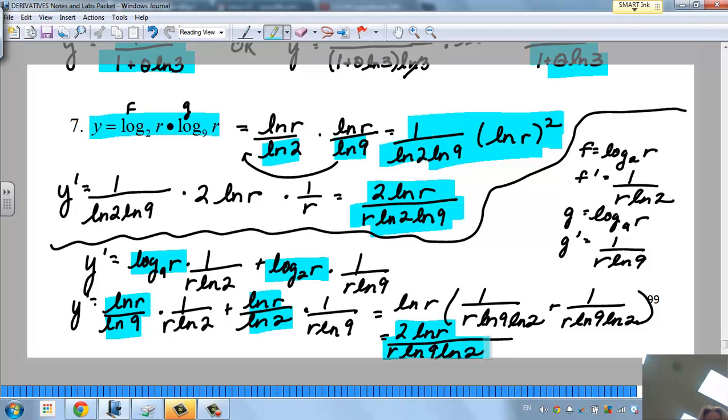I personally like the change of base formula, but I just wanted to show you that you could do it the other way and get the same answer. So that sums this up.